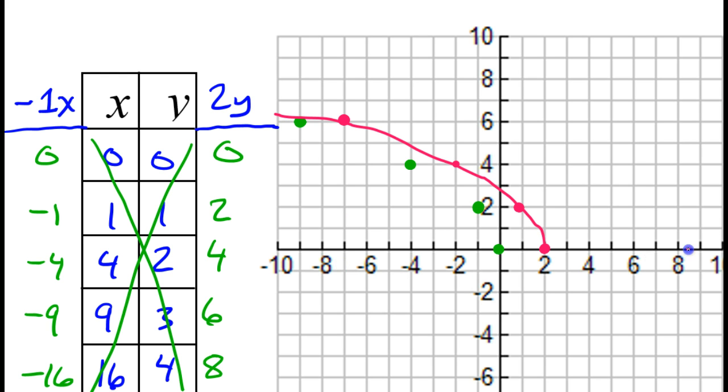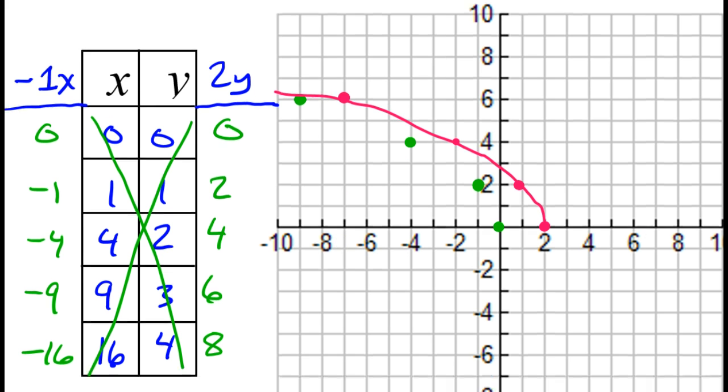Okay, so your graph should look like that. Yeah, arrows. You can either take it all the way to the edge of the graph, or you can add arrows, or both.